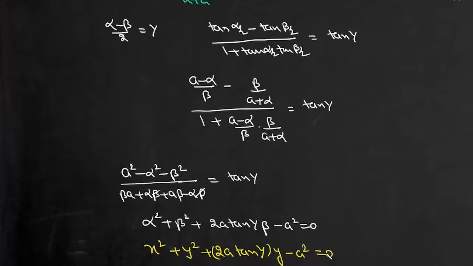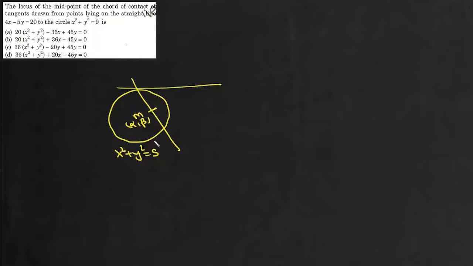Now here the question is, the locus of midpoints of chord of contact of tangents drawn from the points lying on a straight line to this circle is. Now we have this circle whose equation is x square plus y square equals 9, and we have to find the locus of the midpoint of chords. So this point M, say (alpha, beta), is from a point on this line, say P, and let this point be (h, k), and this line is 4x minus 5y equals 20.